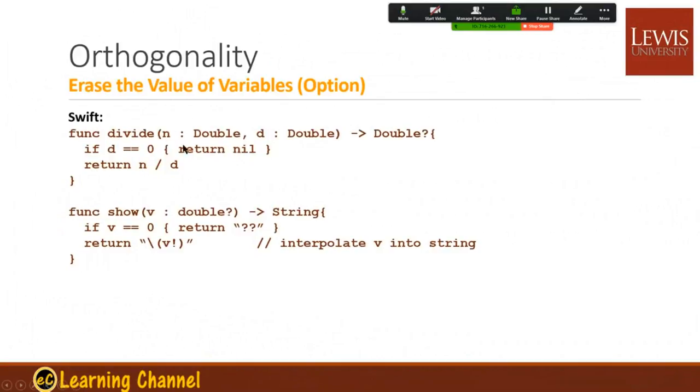In Swift, we have a division like this, and then return a double type. If d equals 0, we return nil. That's another option variable. Otherwise, we return n divided by d. So the show function is similar to the OCaml case.